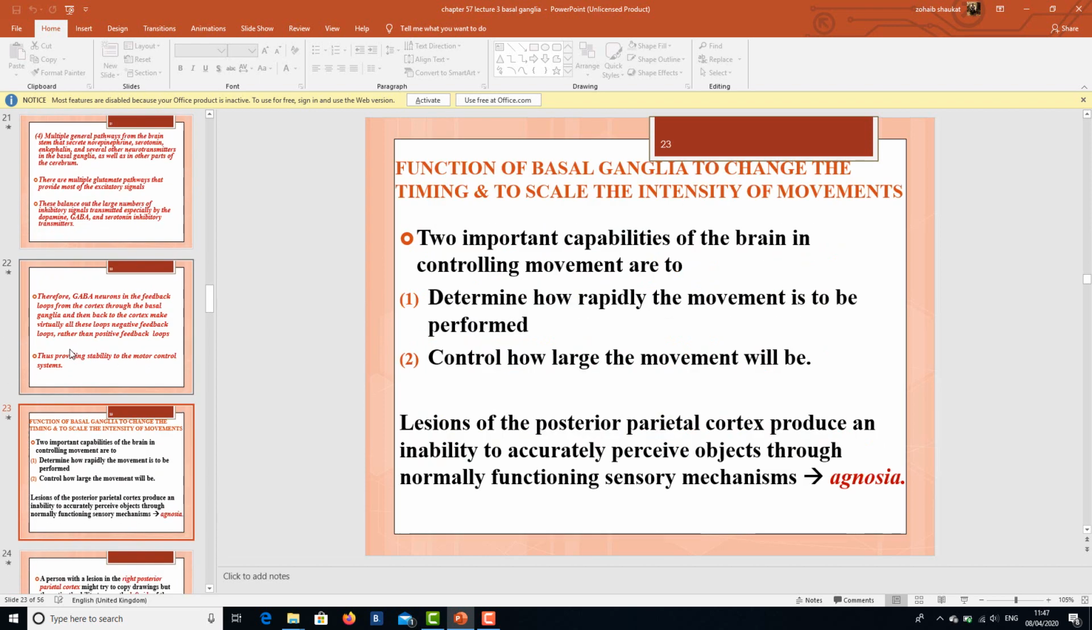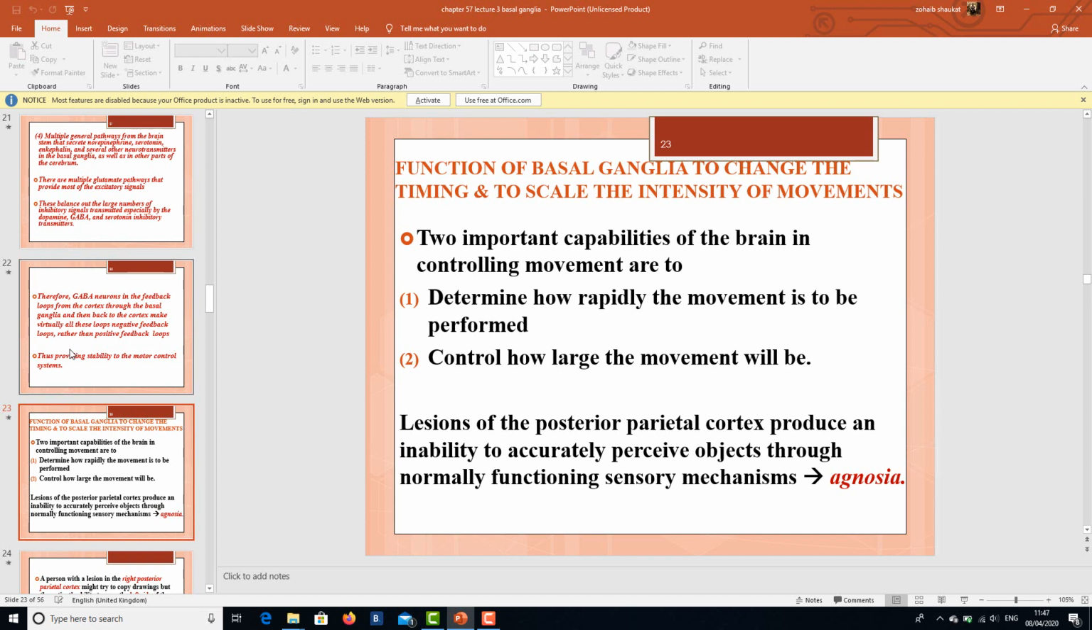Now, functions of the basal ganglia: to change the timing and to scale the intensity of movements. The two important capabilities of the brain in controlling movement are to determine how rapidly the movement is to be performed and to control how large the movement will be.